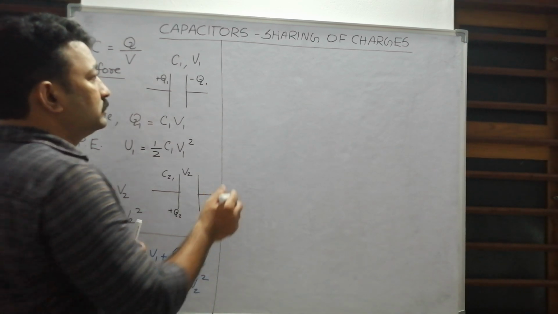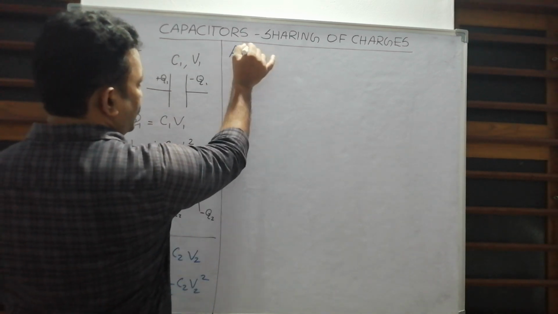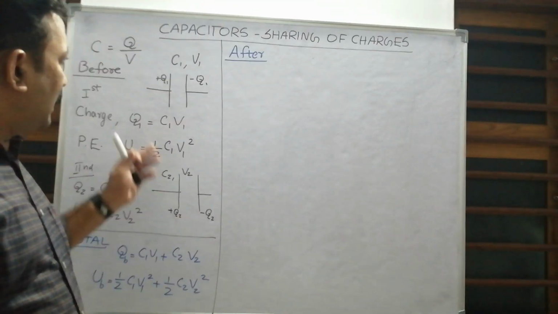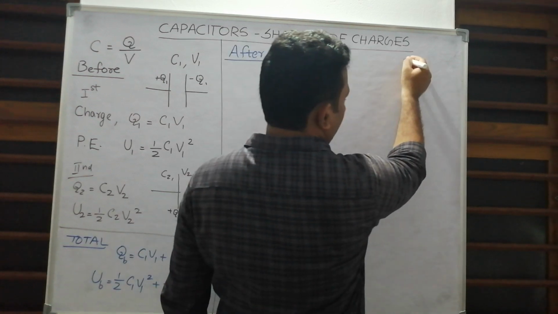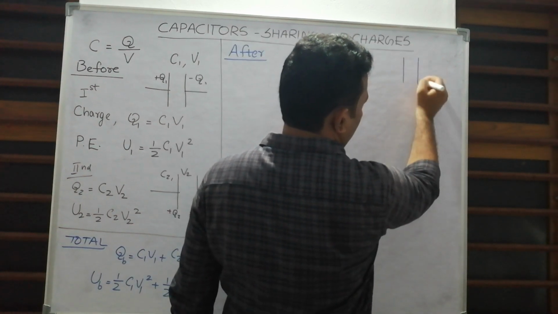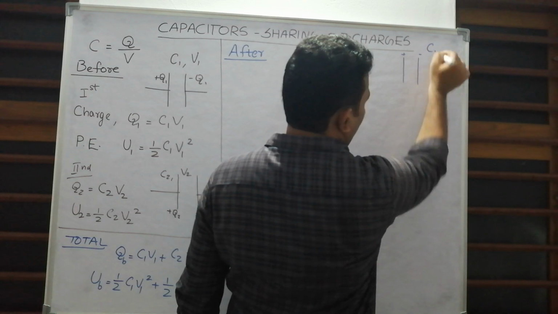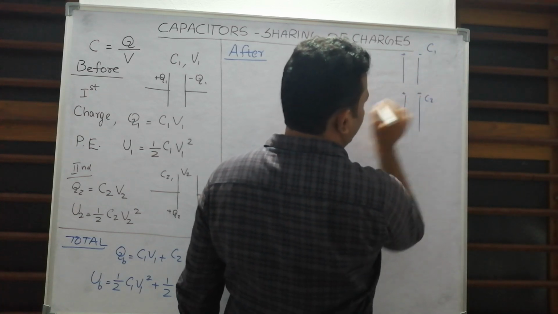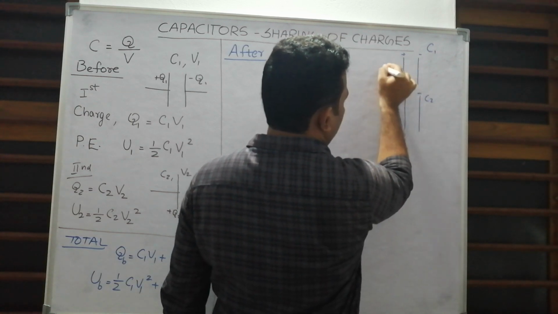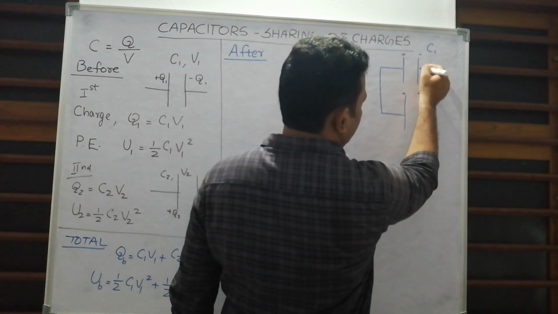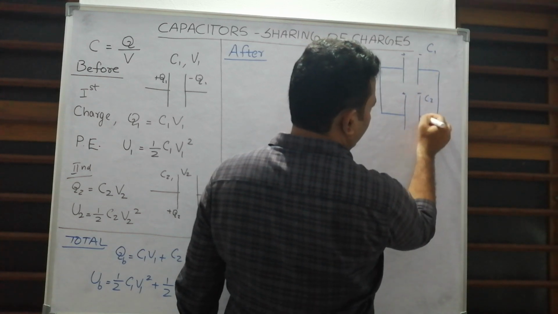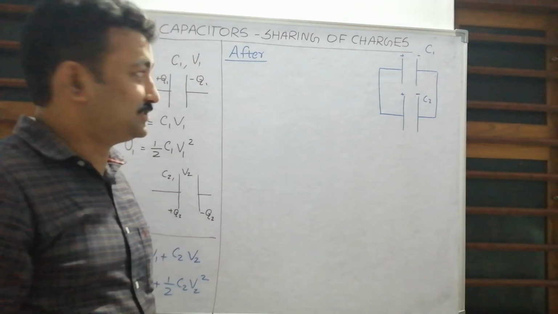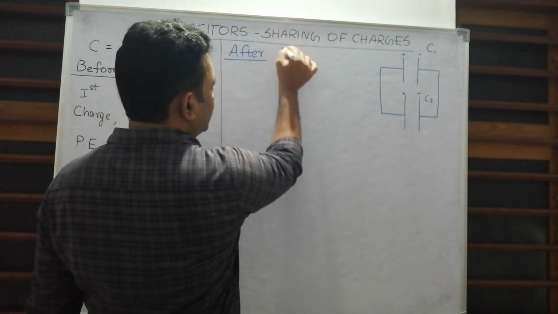Now we are into the connection. I mean, after connection, what is going to happen? We are going to connect the capacitors, say C1 plus and minus with C2 plus and minus, in such a way that the positive is connected to positive and the negative is connected to negative. Like to like connection is known as a parallel connection. So we are connecting this in parallel.